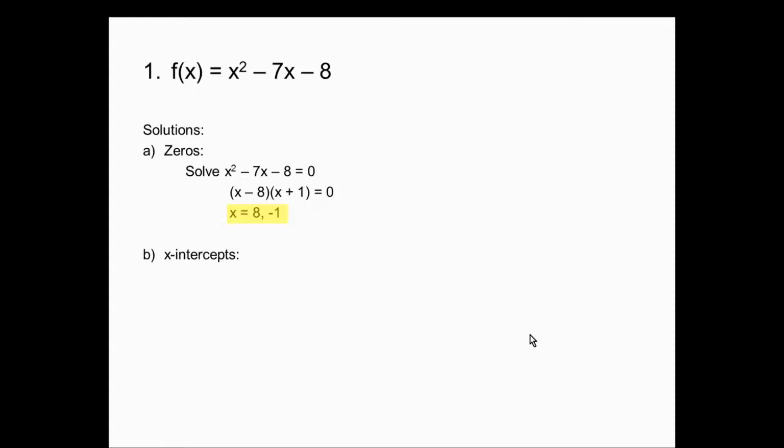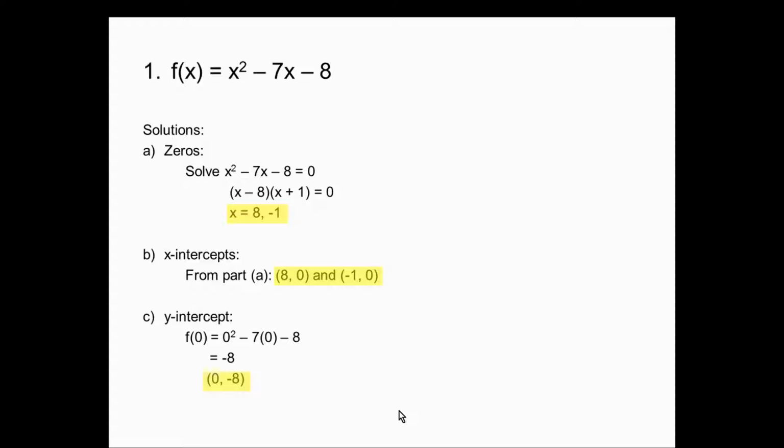The zeros are numbers. Okay, for part B, the x-intercepts. Using what I found from part A, the intercepts as points, just put those as points. So I'd have 8, 0, negative 1, 0. Remember, the y-coordinate of any x-intercept is 0. Part C, I wanted you to find the y-intercept. Remember, for a y-intercept, evaluate f of 0. So 0 squared minus 7 times 0 minus 8, you end up with minus 8. As a point, we write 0, negative 8. Notice if we were to graph it, we actually have 3 points now.